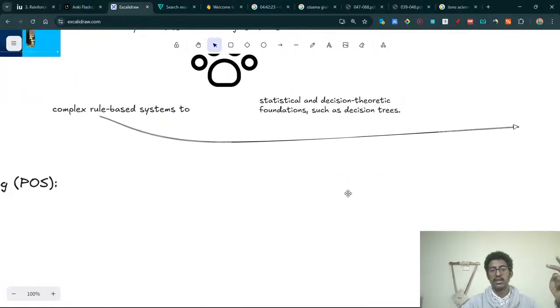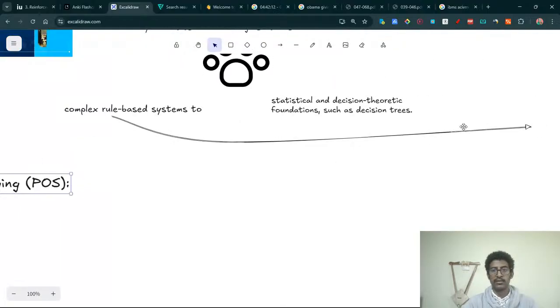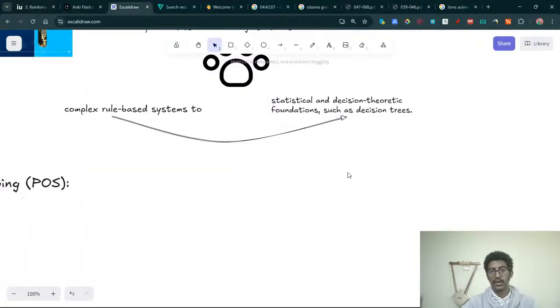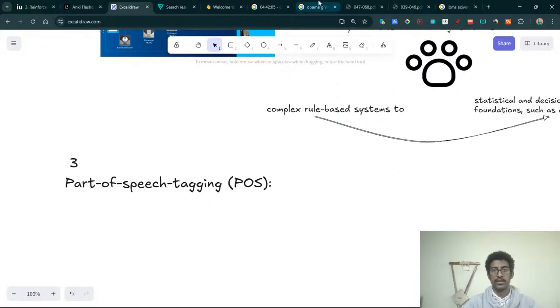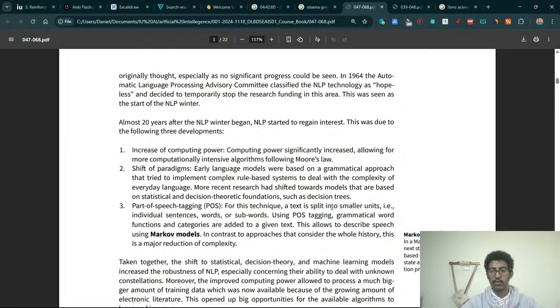So the first one is computing power, the second is the shift in paradigms. And what was the third one? The third one was part of speech tagging. For this technique, text is split into smaller units, like individual sentences and words, and using phrase tagging, grammatical function categories are added to a given text. This allows describing speech using Markov models.